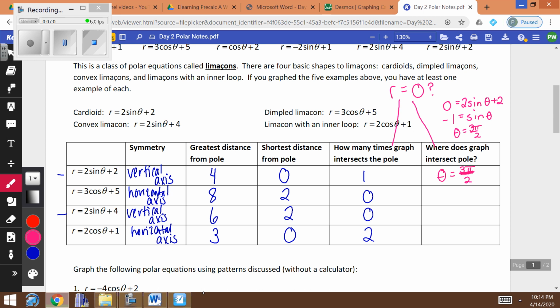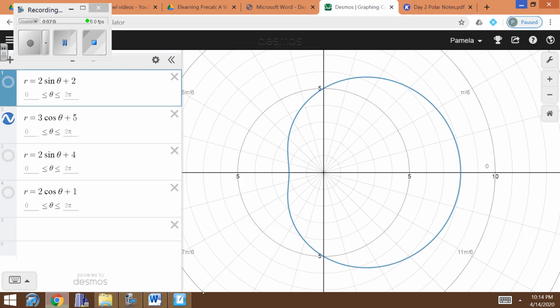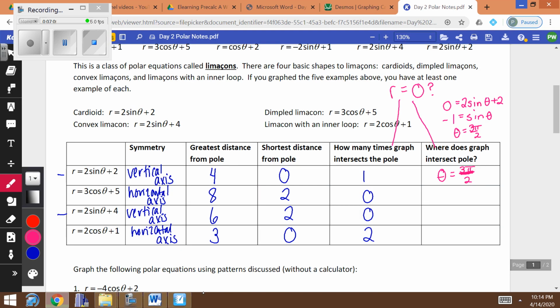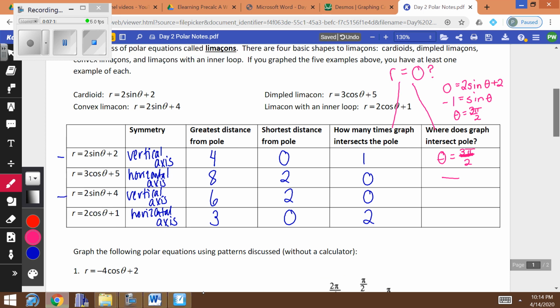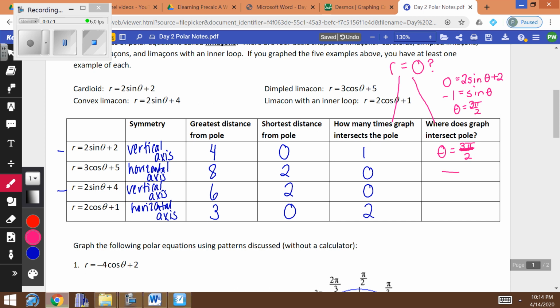Greatest distance from the pole, smallest distance from the pole. Now, you can see from the graph here that it doesn't intersect the pole at all. So here we don't have a spot where it intersects the pole. But if you didn't have the graph, how would you know that? Again, think about if you were to put 0 in for r. So I'll do it right here.